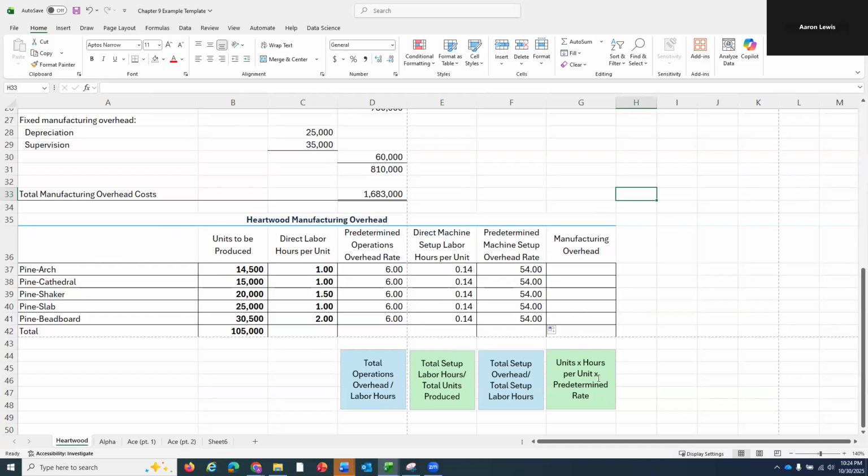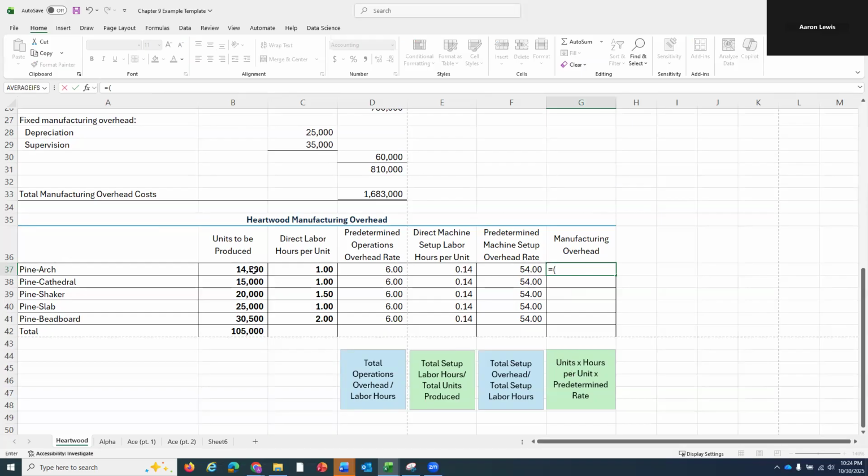And how do you assign overhead? Well, in this case, you would take the number of units you're producing of that model, multiply it by the quantity of the driver. So it would be the direct labor hours per unit for our operations overhead, and it would be our machine setup hours for our machine setup overhead. And then you multiply it by your predetermined rate. So again, it's going to be $6 for our operations overhead, and our predetermined rate for machine setups is $54 per hour. So what I get to do is in this cell, I'm going to say this is equal to, and I'm just going to fill in the formula.